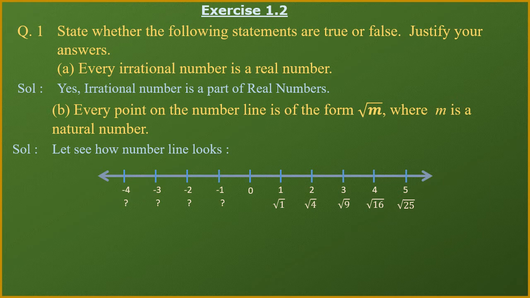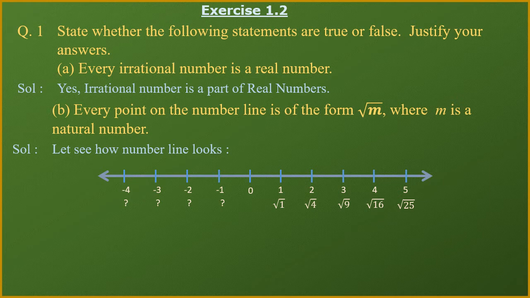But what about the negative numbers? You know that a negative number is not the square root of any number, because the square root of any number should be positive. The square root of a negative number we cannot find. So in that case I cannot express minus 1, minus 2, minus 3 in the form of under root of m, where m is any natural number. So some of the numbers on my right hand side I can express in the form of root of m, while other numbers on my left hand side I cannot. So we can say that the statement is false.